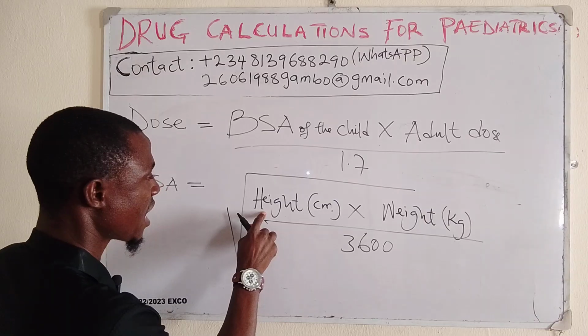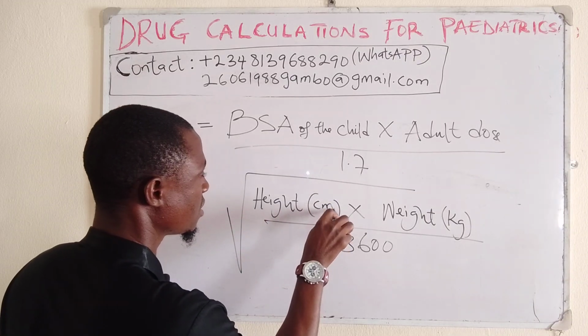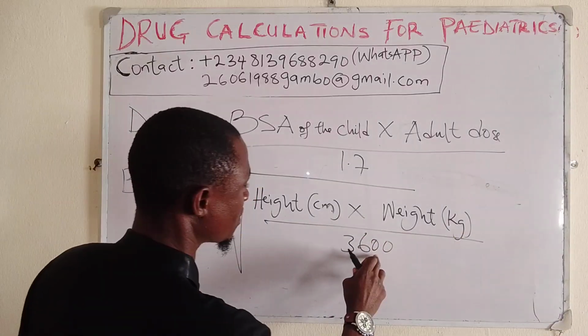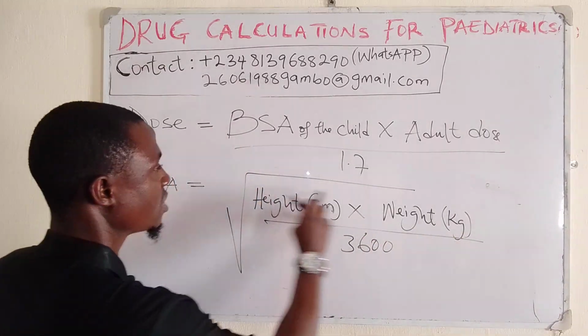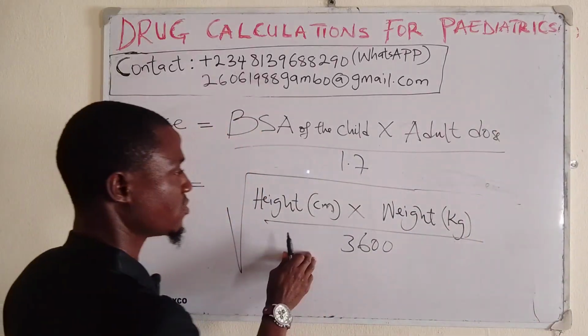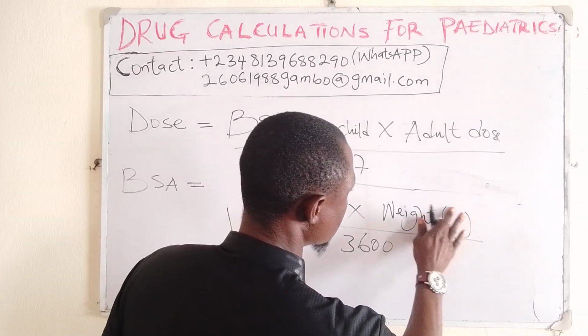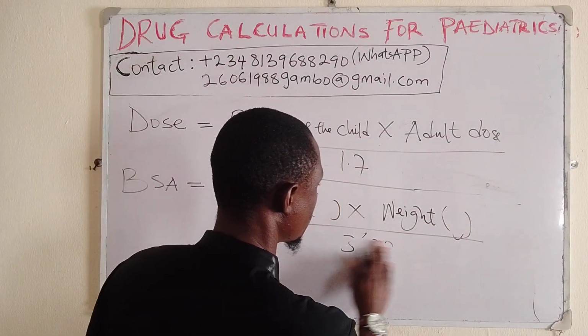You can see height in centimeters multiplied by weight in kilograms over 3,600, all squared. So this is the Mosteller equation number one. Then the second Mosteller equation also takes into cognizance what we have just mentioned.